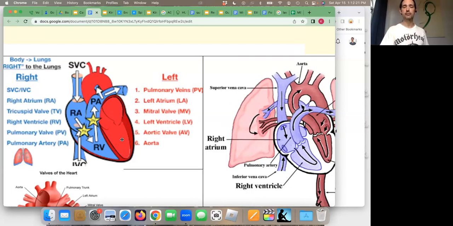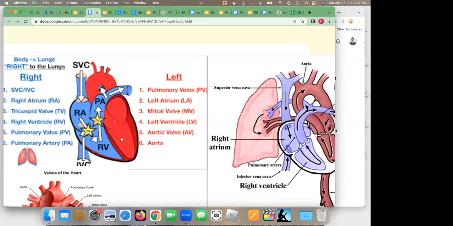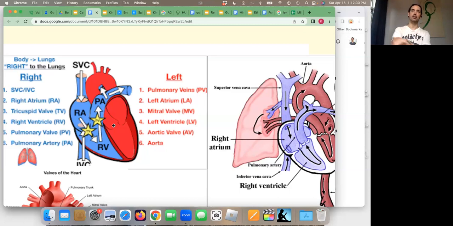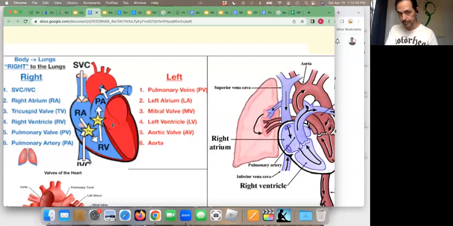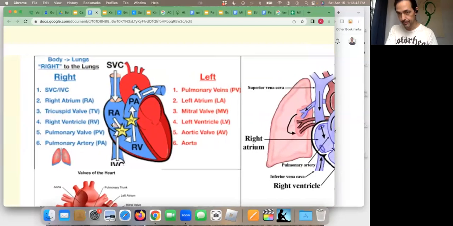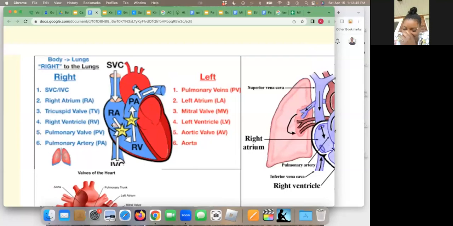Left atrium to left ventricle, through the bicuspid mitral valve. Be my Valentine. BMV. Be my Valentine. Bicuspid, mitral valve. Be my Valentine.